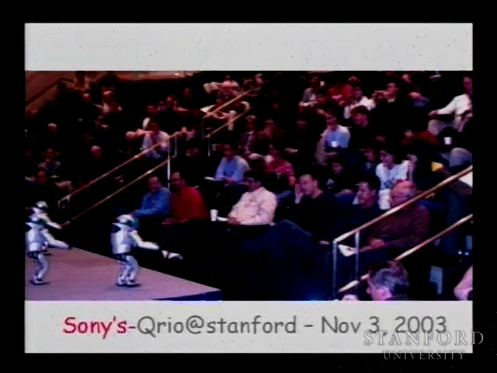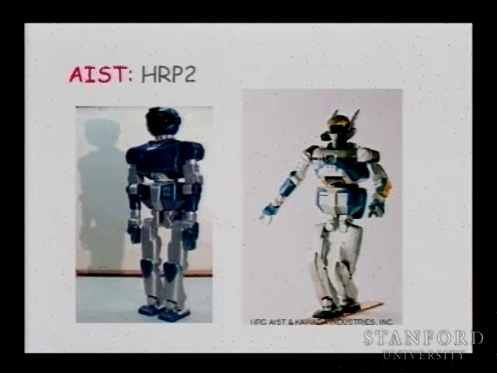Well, actually, we brought this robot here to Stanford a few years ago, and they did a performance here, and it was quite exciting to see this robot dancing and performing. There are a lot of different humanoid robots, especially in Asia, Japan and Korea. AIST built a series of robots, HRP 1, 2, and they are developing more capabilities for those robots.